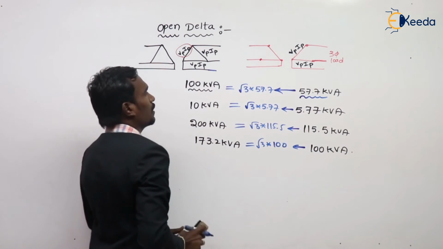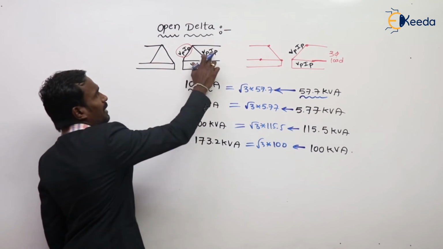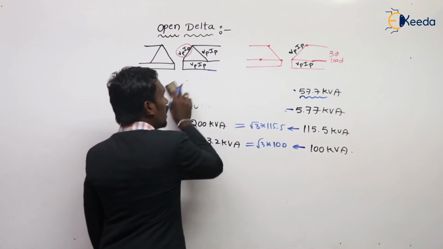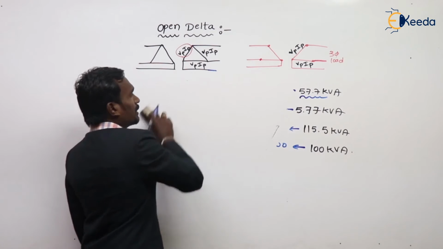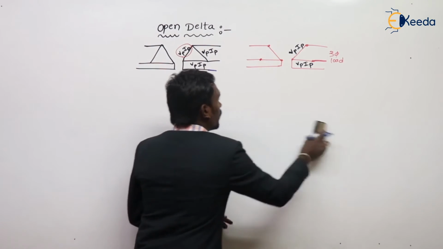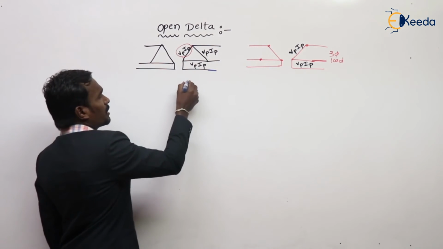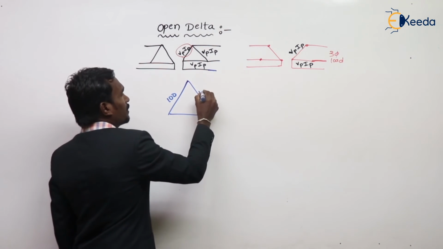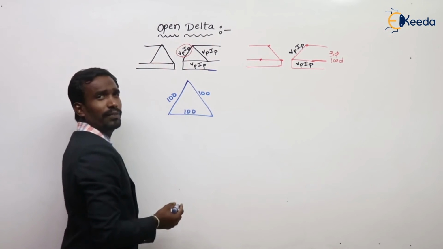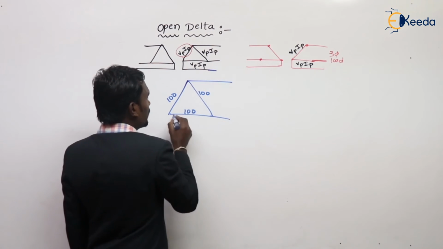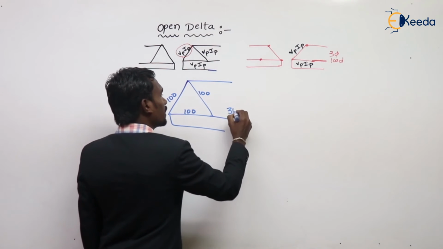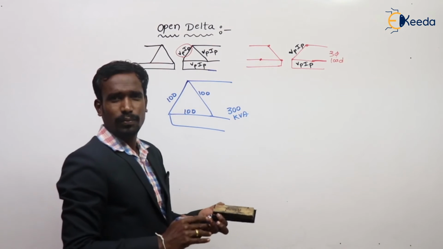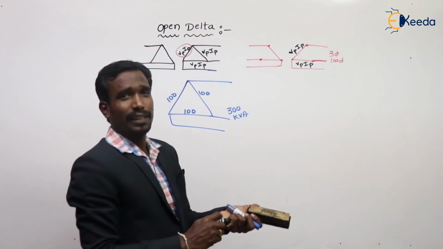For example, here we have three transformers, each 100 kVA. This is 100 kVA, and this is 100 kVA, and this is 100 kVA. Then what is the load on this delta? The load on this delta is, we can apply up to 300 kVA, no problem.